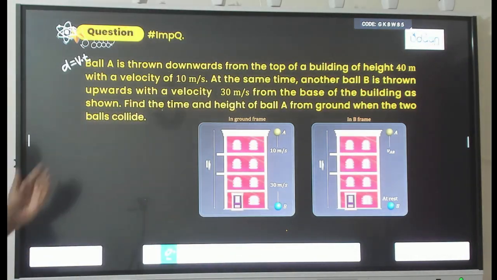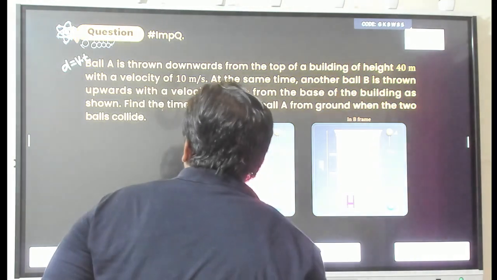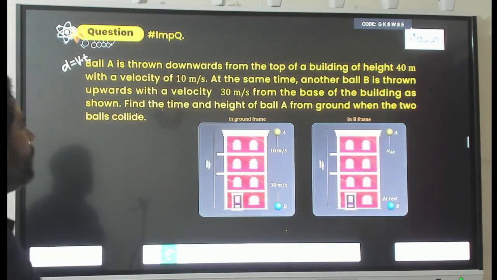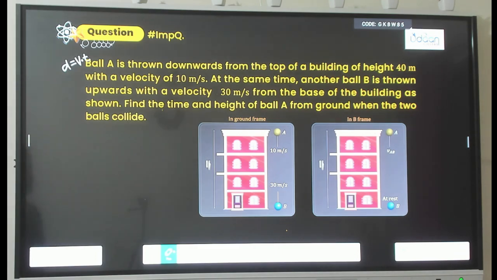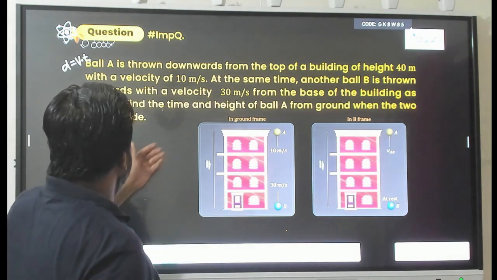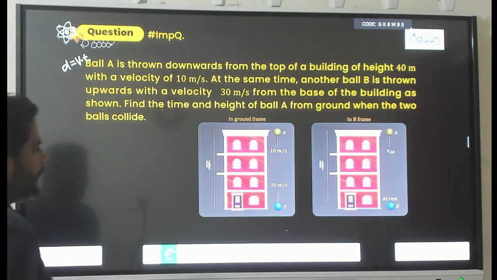So the question says ball A is thrown downward from the top of a building of height 40 meter with a velocity of 10 meter per second. At the same time, another ball B is thrown upward with a velocity of 30 meter per second from the base of the building. As shown, find the time and height of ball A from the ground when the two balls collide.